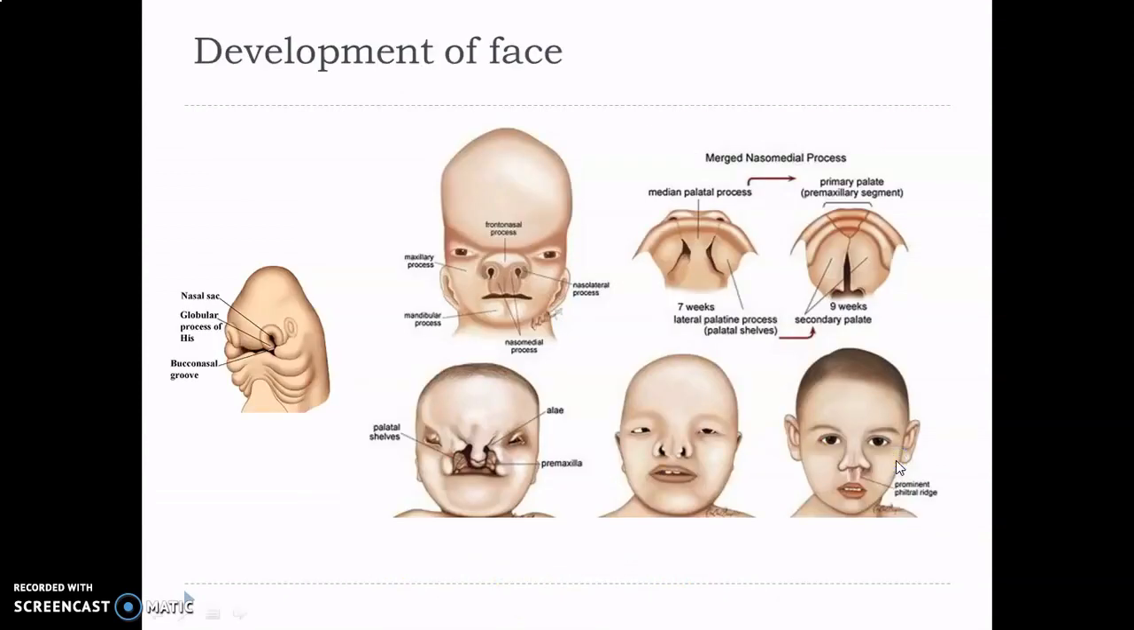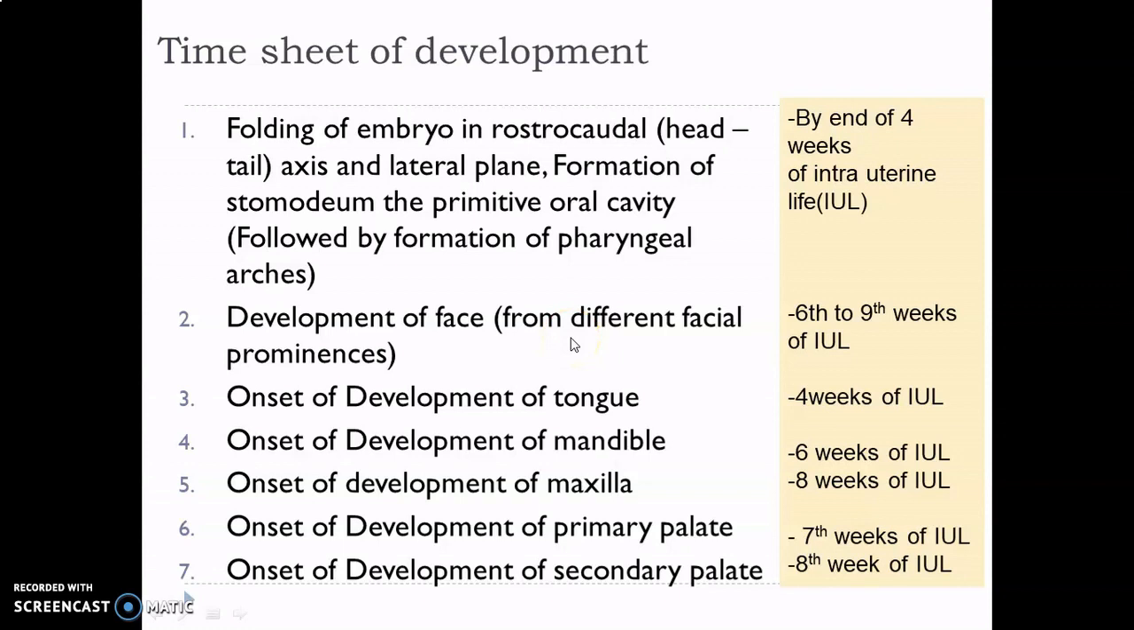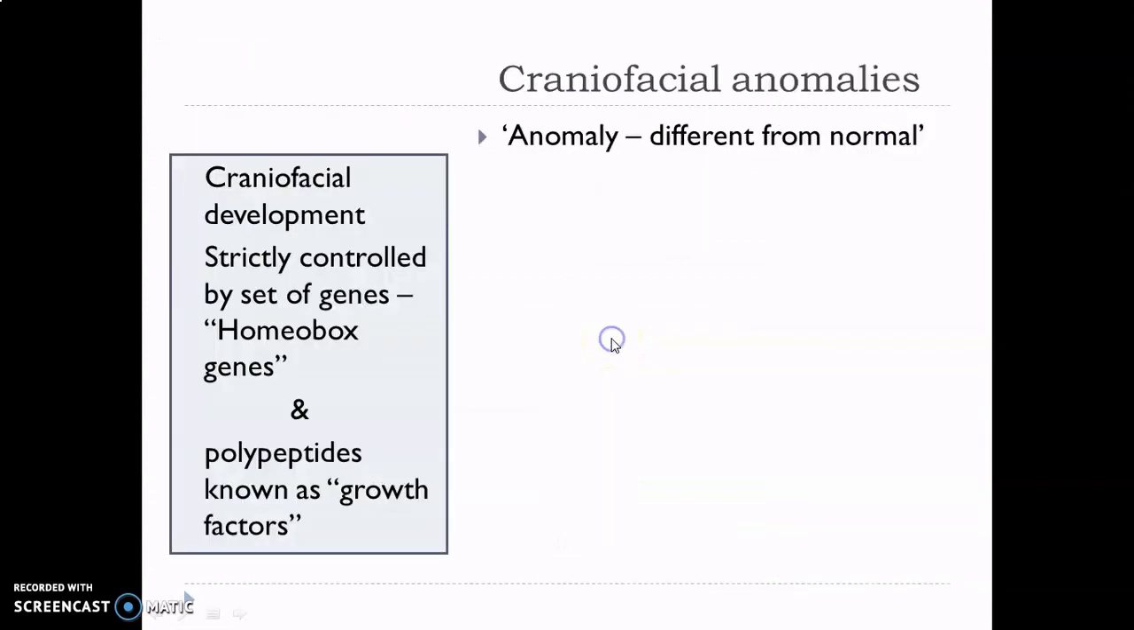Developmental or formational phase, including jaws and oral cavity, is a complex process that involves the development of multiple tissue processes that must merge and fuse in a highly orchestrated pattern, as you can see in these images. So this is a timesheet of development of various craniofacial structures. What you have to understand from this is that the development is very orchestrated because it is controlled by a set of genes known as homeobox genes and a group of polypeptides known as growth factors.